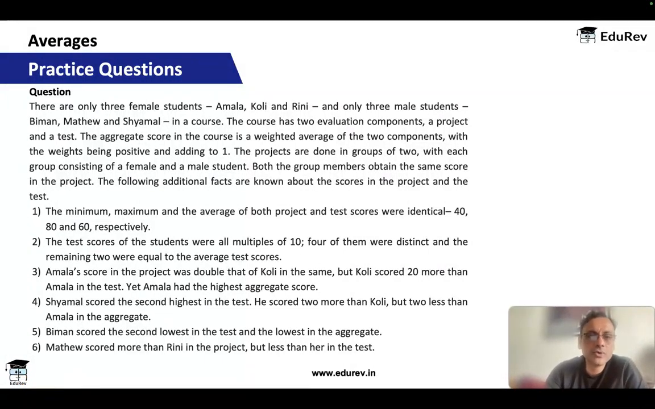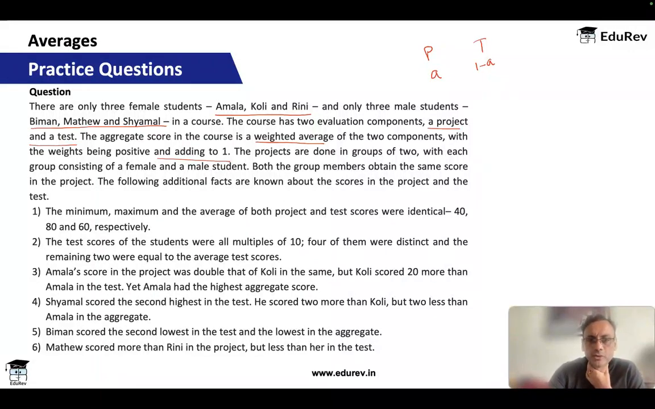There are only 3 female students, A, K, and R. Only 3 male students, B, M, and S in a course. The course has 2 evaluation components, a project and a test. The aggregate score in the course is a weighted average of the 2 components, with the weights being positive and adding to 1. So what does it mean? Your project and your test. This weight can be a, this weight can be 1 minus a. Because finally they should add to 1.